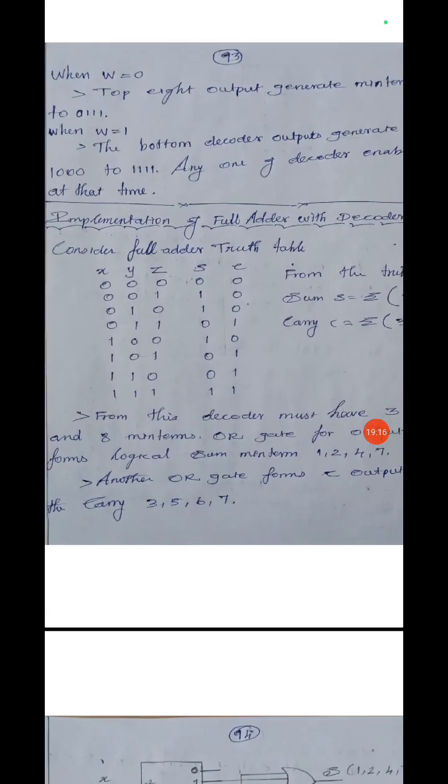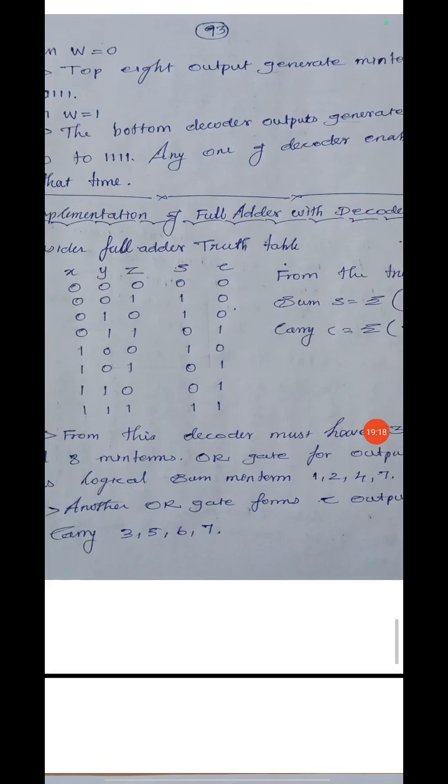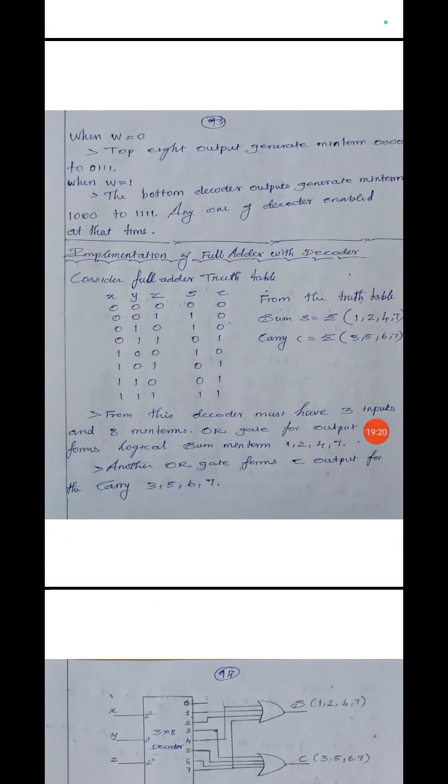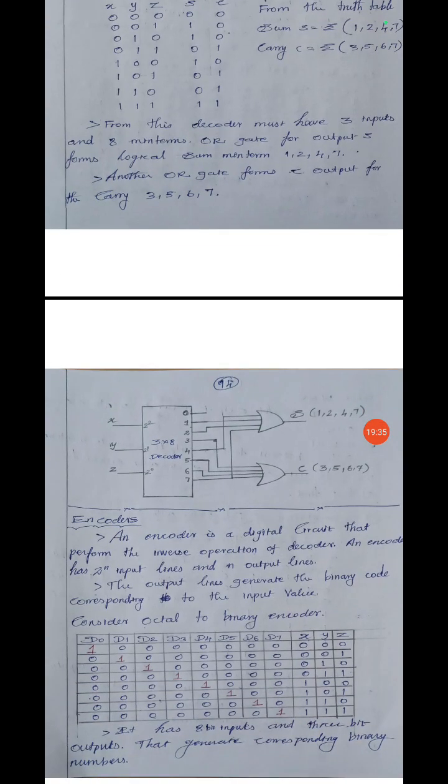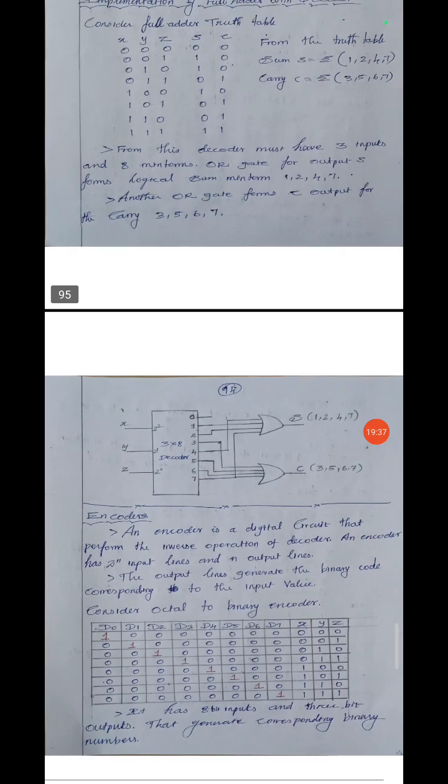This is an important question. Implementation of full adder with decoder. Okay, implementation of full adder with decoder. How to implement full adder with decoder? It's a very important question. So in full adder we have 3 inputs x, y, z, okay, 2 outputs sum and carry. So based on that you have to form the truth table. Then this is a circuit diagram. Then find what is sum and what is carry. Sum equal to 1 for 1, 2, 4, 7 and carry equal to 1 for 3, 5, 6, 7.